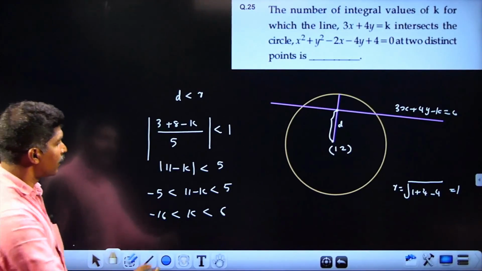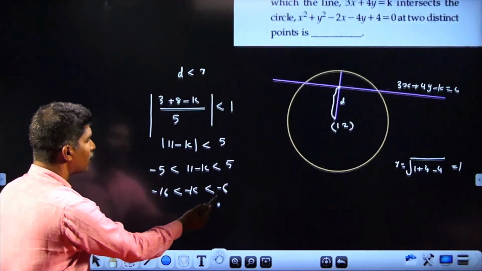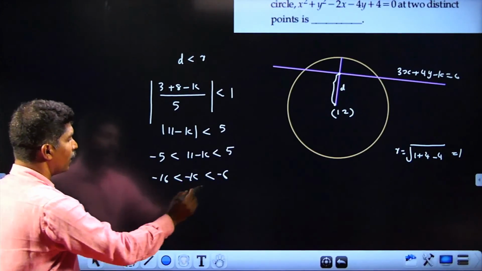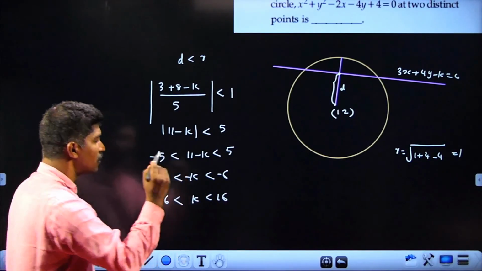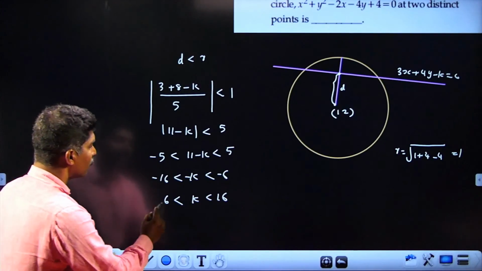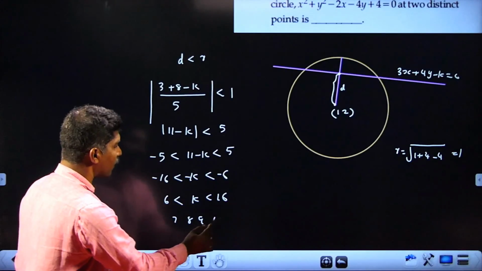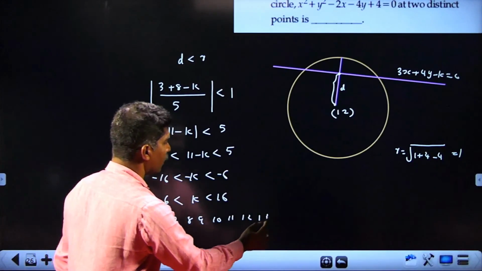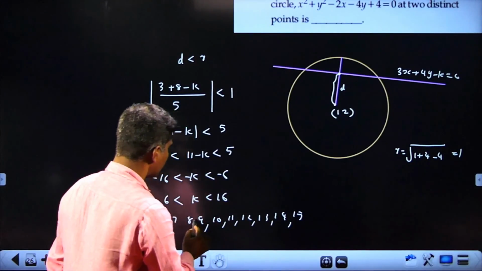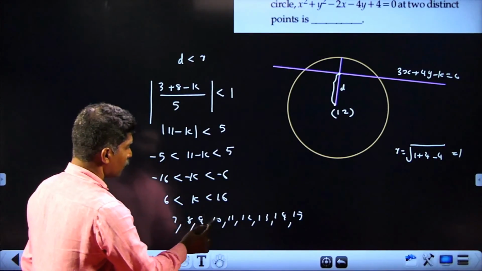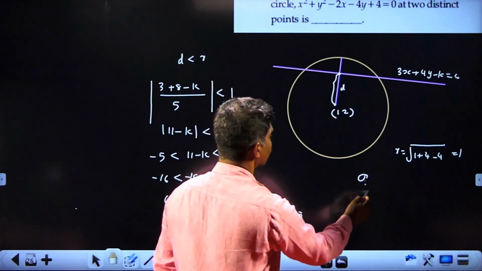Multiplying by negative 1 you will be getting 6 less than k less than 16. So what are the numbers? 6 to 16, how many numbers are there? 7, 8, 9, 10, 11, 12, 13, 14, 15. 1, 2, 3, 4, 5, 6, 7, 8, 9. So answer is 9.